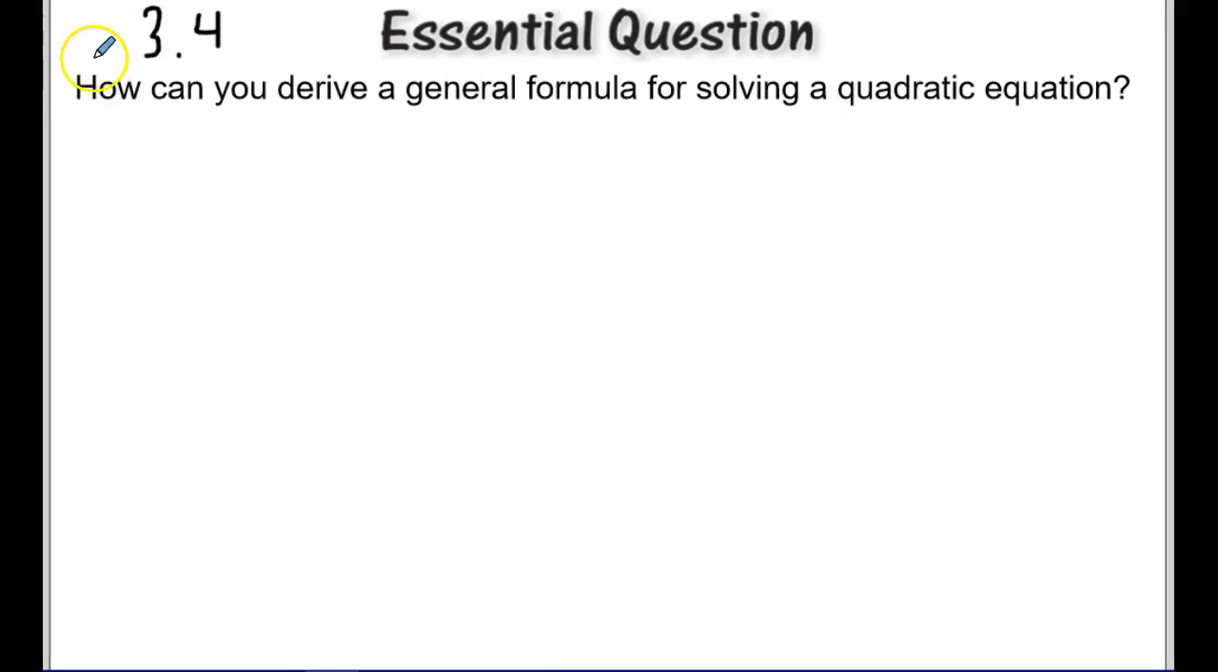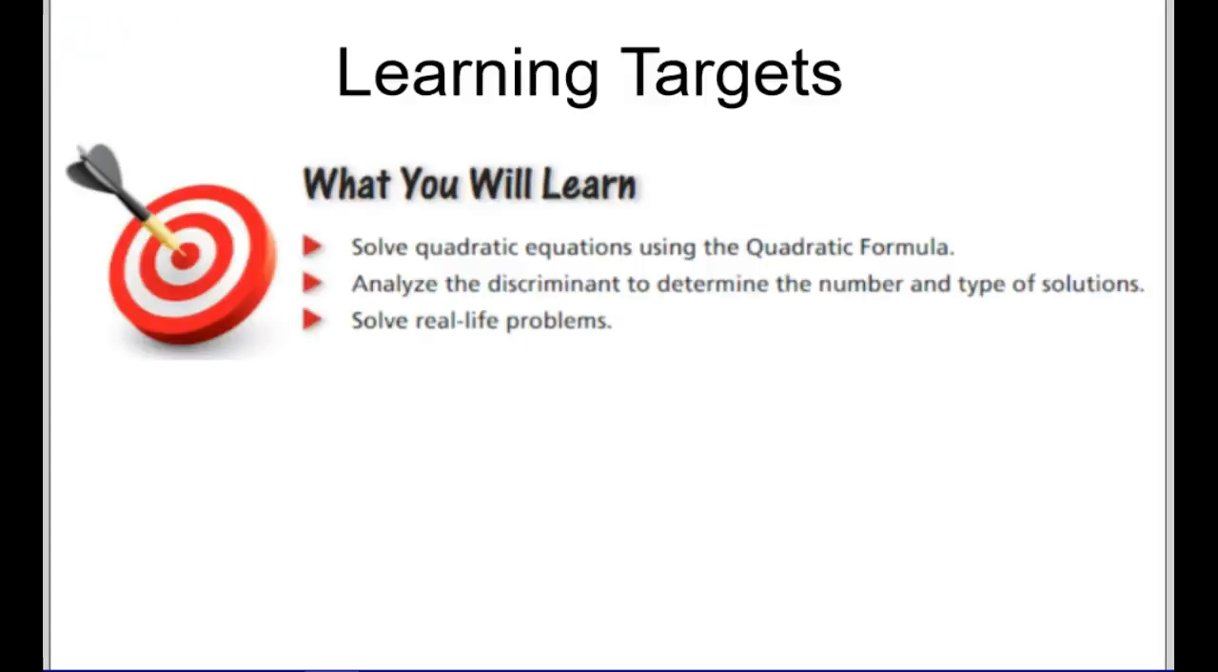Here we're looking at section 3.4, and our big essential question is how can you derive a general formula for solving a quadratic equation? So we've looked at solving quadratic equations by graphing them, and then we looked at factoring, and we've also looked at completing the square, but sometimes those are not the easiest way. So in this section, we are going to learn about the quadratic formula, which will work on any quadratic.